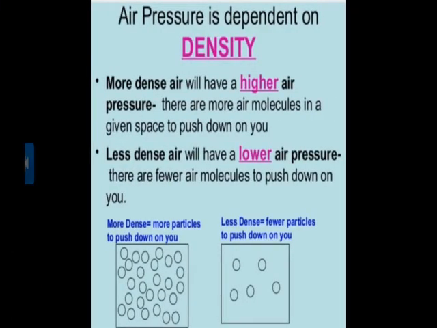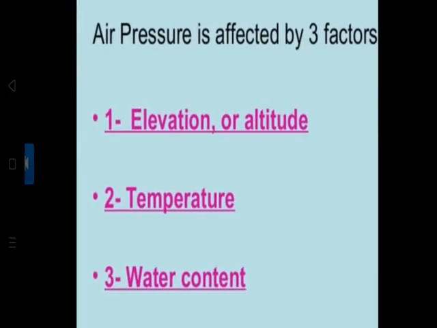Air pressure is dependent on density. Now, density means more dense air will have higher air pressure, means there are more air molecules in the given space to push down on you. Less dense air will have lower air pressure, means there are few air molecules to push down on you. So, with this diagram, you can understand what you mean by more dense and less dense. So, first thing, what air pressure is dependent upon? It is dependent upon density.